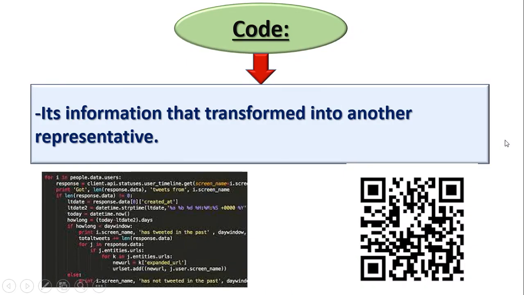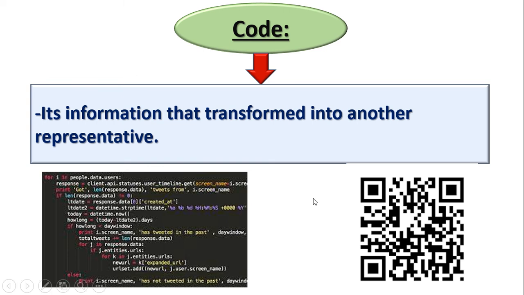Now let's talk about the code. What's the meaning of code? Do you know the code of the mobile? Okay, what's the meaning of code? It's information that is transformed or changed into another representation. What's the meaning of that? It's information I can see but in another way. Information we can see or change into another representation or another way.